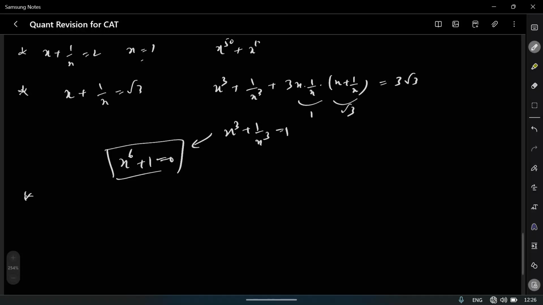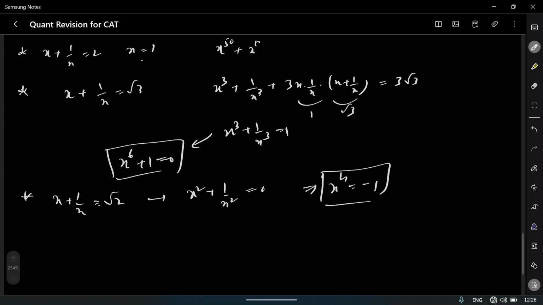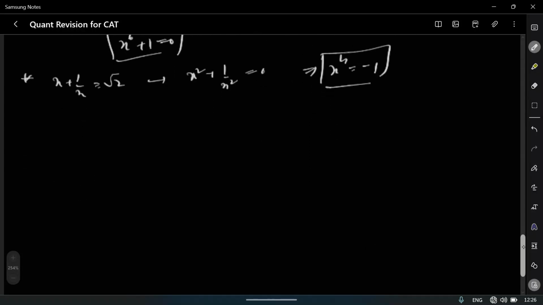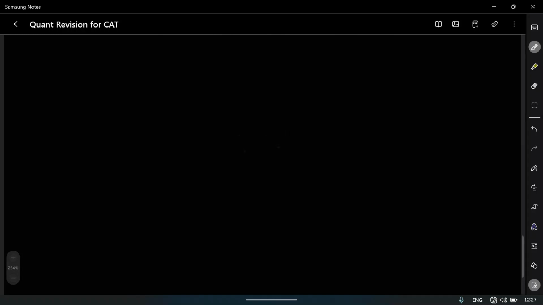Another thing is with x plus 1 by x equals root 2. For this, x square plus 1 by x square equals 0. That means x power 4 equals minus 1. Normally CAT asks these type of questions.